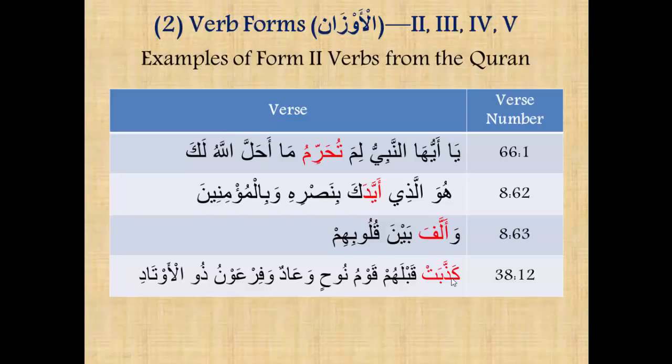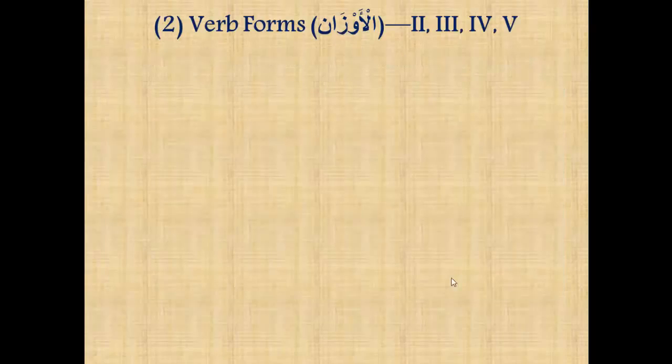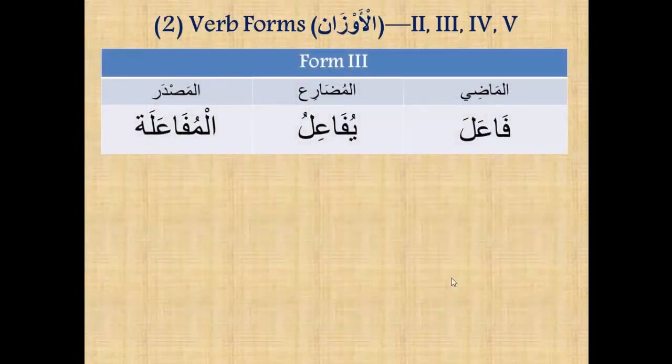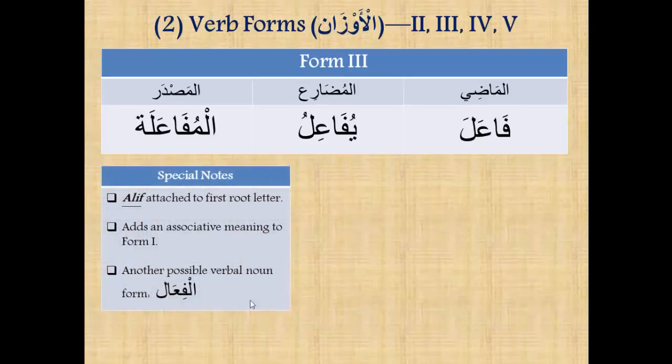Now moving on to Form 3. The Form 3 set, فاعل يفاعل المفاعلة. فاعل in the ماضي, يفاعل in the مضارع, المفاعلة in the masdar. So what do you observe that is unique about this verb form in terms of sound? It's the alif, right? The elongation, the sound that we attach to the first root letter, فاعل.